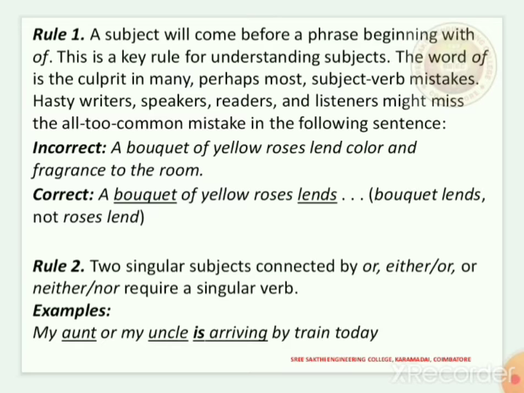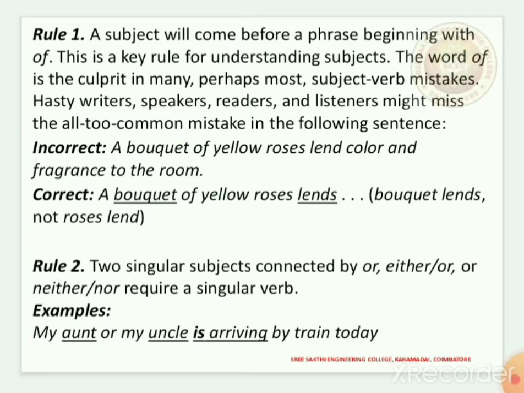The first rule: a subject will come before a phrase beginning with of. This is a key rule for understanding the subject. The word of is the culprit in many, perhaps most, subject-verb mistakes. Hasty writers, speakers, readers, and listeners might miss this all too common mistake in the following sentence.